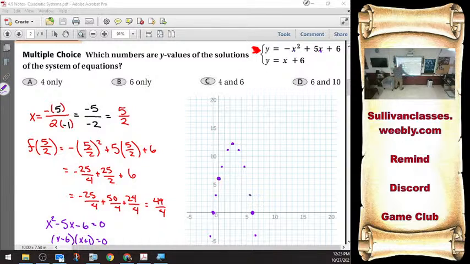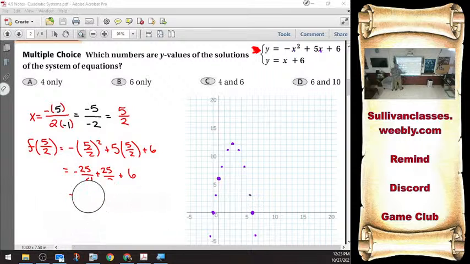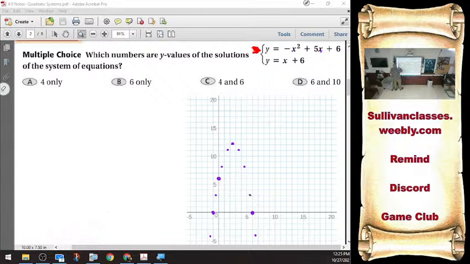What if I didn't want to do any of that, and I instead said, I remember complete the square, because we just did it last week. Y is negative x squared minus 5x. Remember, I factored out my negative. I leave a space for my complete the square number. Shove 6 off to the side.